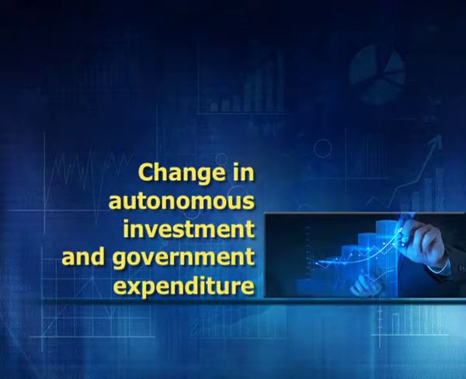Now let us understand what happens if there is a change in autonomous investment and government expenditure. The changes in autonomous investment and government expenditure are also a cause of shift in the IS curve. If there is an increase in autonomous investment and government expenditure, then the aggregate demand for goods will increase, and this brings an increase in national income through the multiplier process given by Keynes. Due to this, the IS curve shifts to the right and the LM curve remains unchanged. The level of income and the rate of interest both increase.